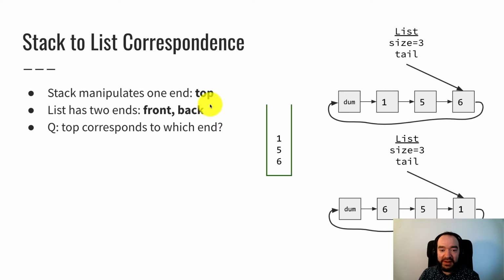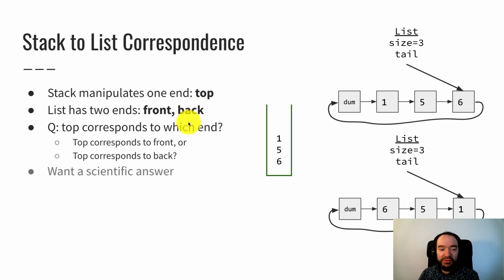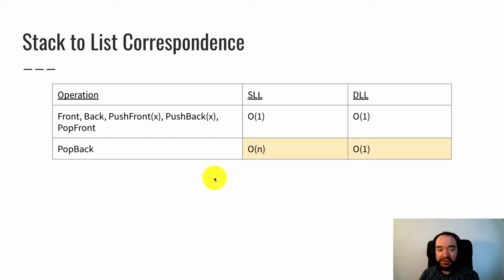Is the top of the stack the front of the list, or is the top of the stack the back of the list? We could implement it either way. So which one should we do? Well, we want a scientific answer here. This is the idea of asymptotic analysis. We don't want to just guess. We want to make a decision that makes sense based on reason and evidence. So we're going to look at the big O analysis of these two alternatives.